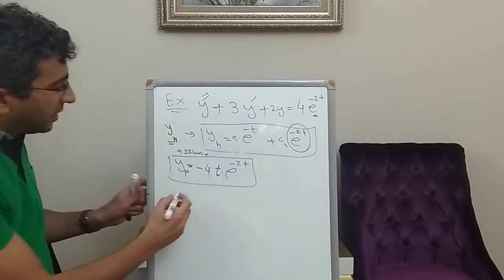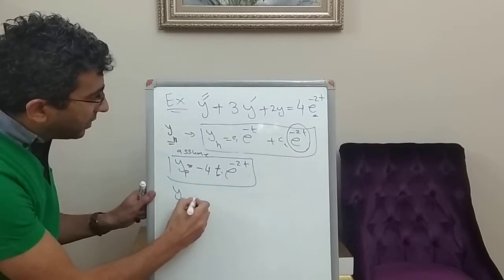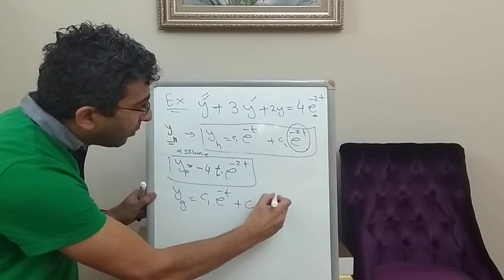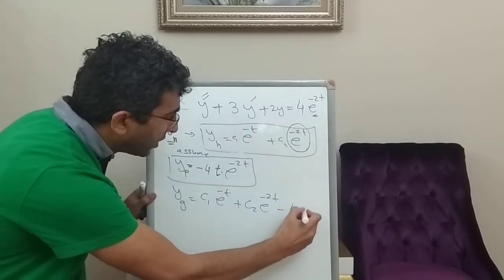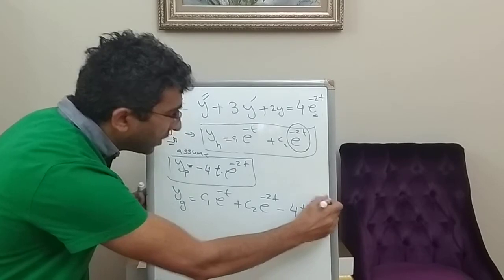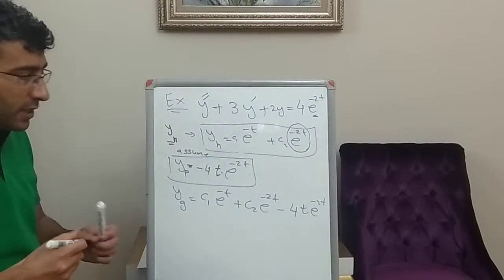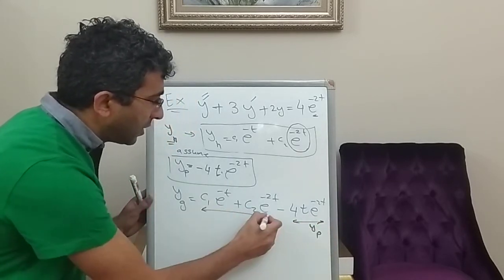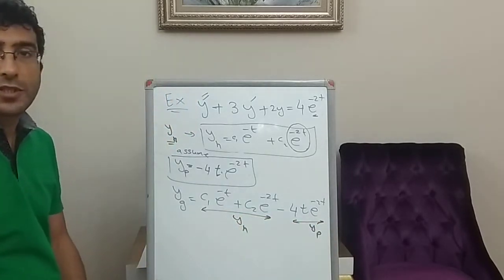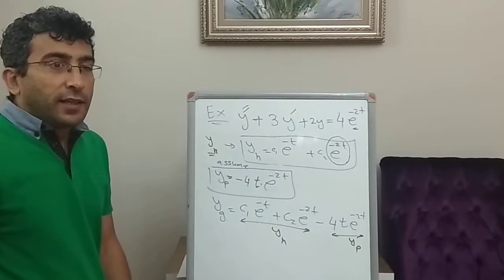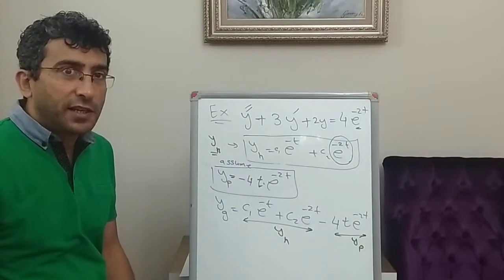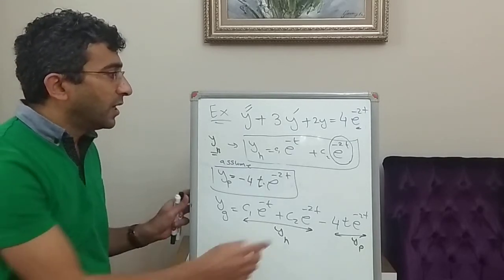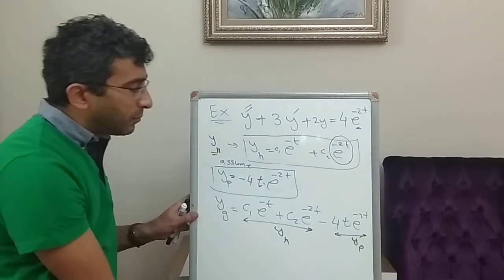So the final answer is y general is equal to c1 e to the minus 2t plus c2 e to the minus t minus 4 t e to the minus 2t. Okay, so this is my y particular, this is my y homogeneous. Last thing, I will take 2 minutes more. As you see, this should be different than the homogeneous, so I multiply by t.